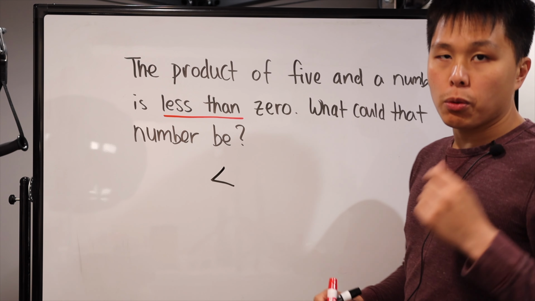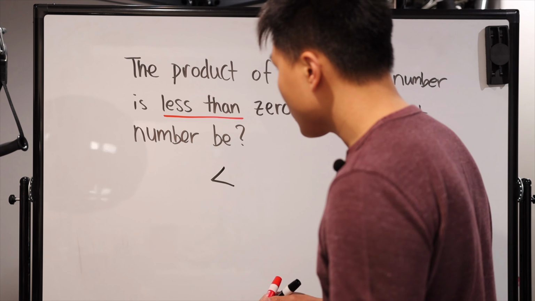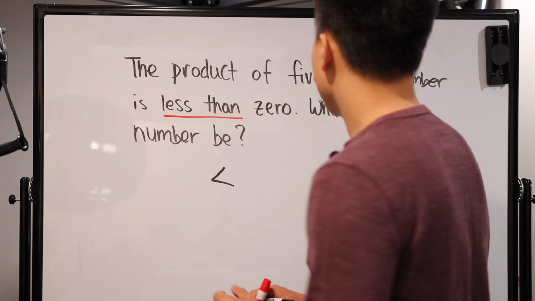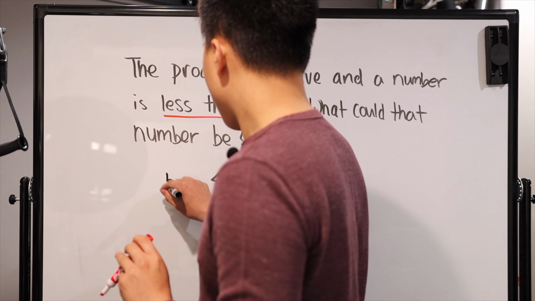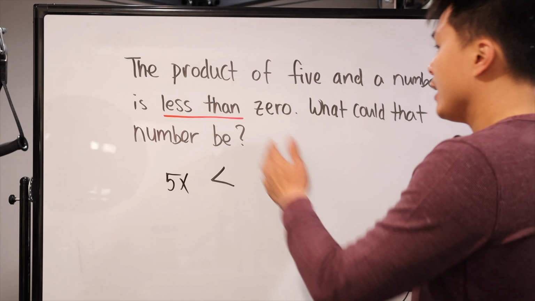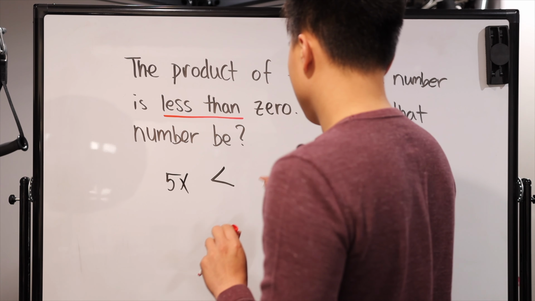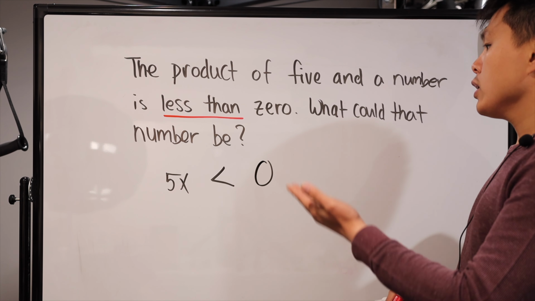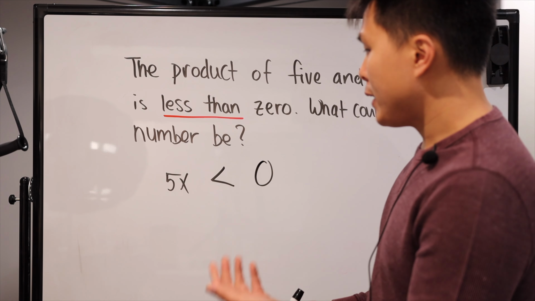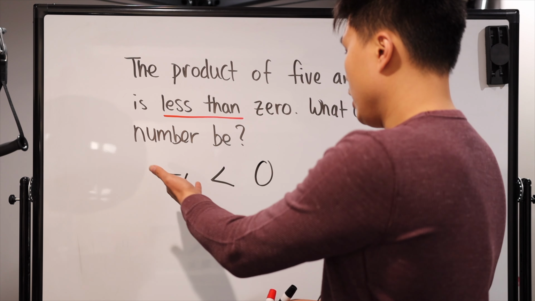The number we don't know is the variable. We could use x, which is most common, or you could use whatever you want. So the product of 5 and a number, let's just put 5x right here, is less than 0, which is fairly self-explanatory. Now, what could that number be? Well, at this point, it's basically asking you to solve this inequality.